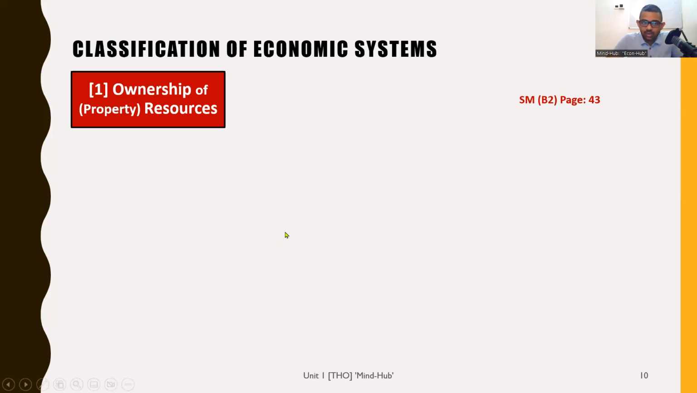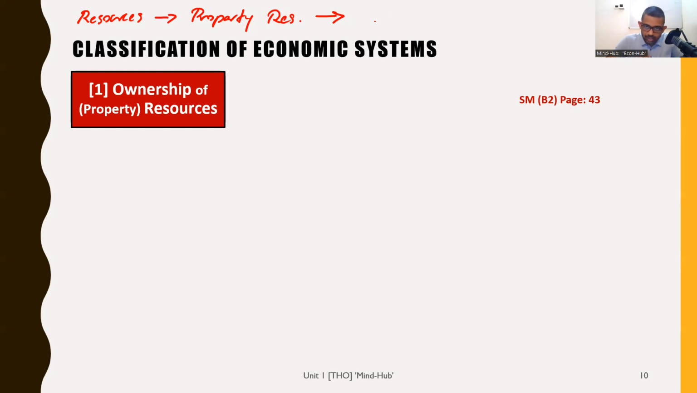Ownership of resources. A small thing I just want to quickly be clear on, which you can make a note of later when you write the note: when we say resources, we are mainly talking about property resources. Because we have done factors of production now, what really comes to our mind is that there are three types of property resources.